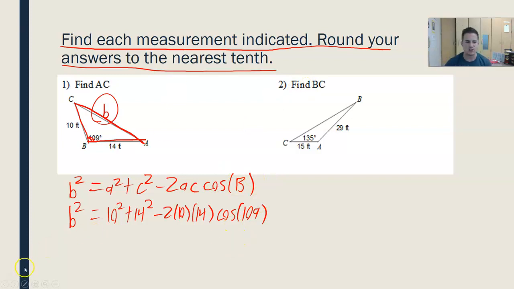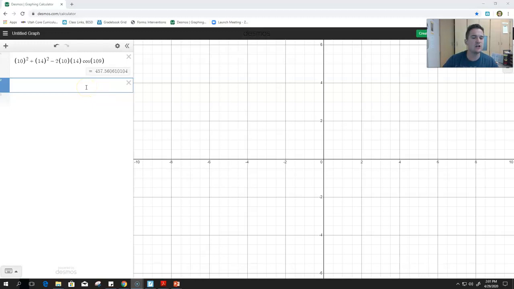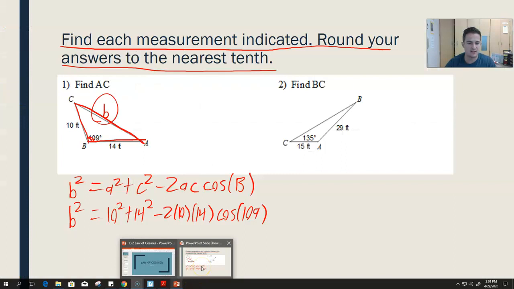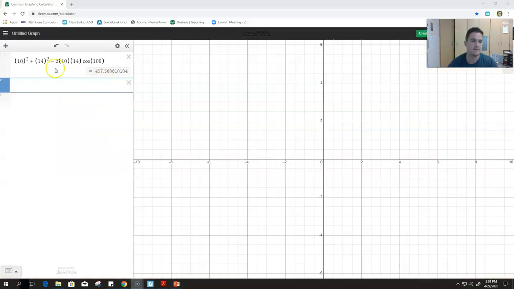Okay, that's kind of a lot, but I'm going to show you how you can just type that straight into your calculator. Take a look here at this. I just transferred everything that I had on my screen here. B squared equals 10 squared plus 14 squared minus 2 times 10 times 14, all in parentheses, times cosine of 109. And I've typed it into Desmos. If you don't have Desmos, then you don't have the internet, and therefore you're not watching this video. Or if you have a calculator at home, you can do this all in your calculator, whatever calculator you have. Just type it in this way. 10 squared plus 14 squared minus 2 times 10 times 14 times cosine of 109, all in parentheses. The calculator will do order of operations for you.